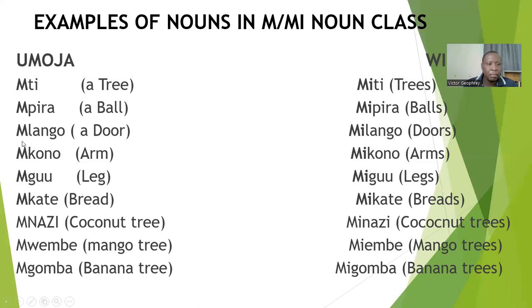Then there is mlango, a door. So you can see the M. Then in the plural it is milango, doors. So you can see Mi, because milango starts with Mi. A door, mlango. Doors, milango.